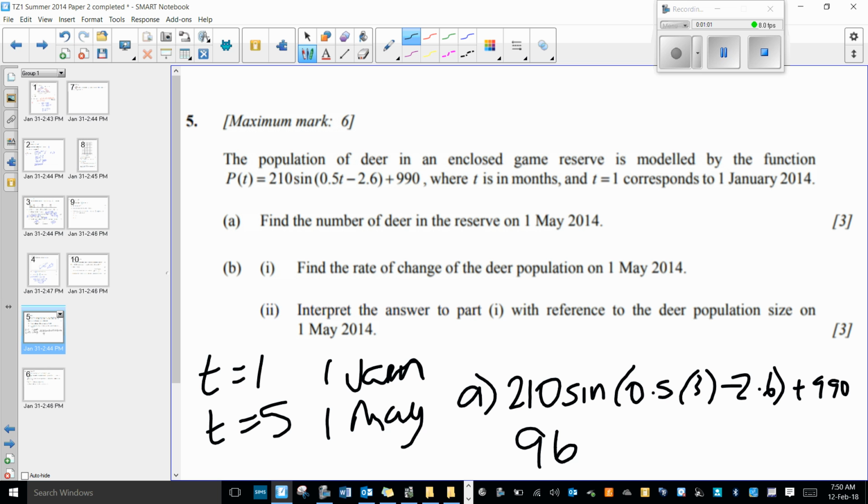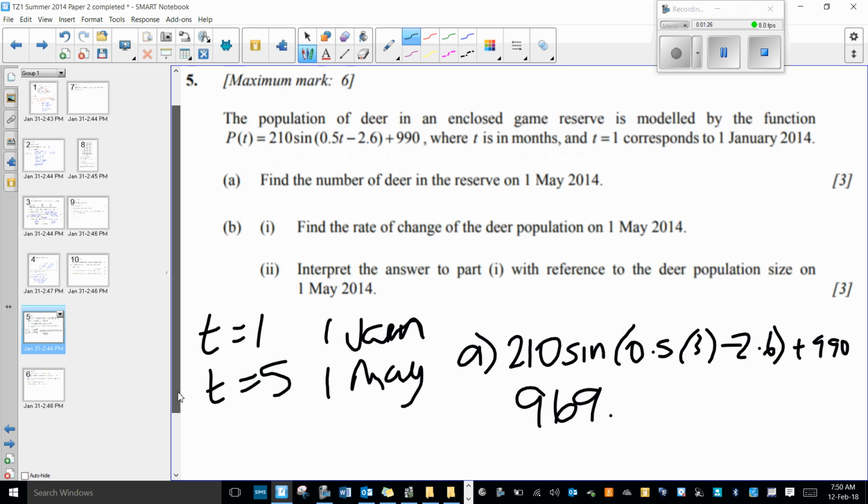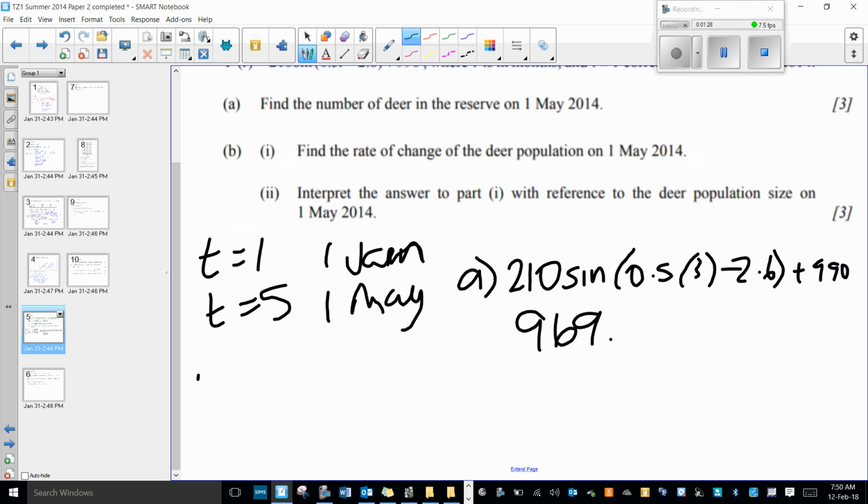Okay, B, find the rate of change of the deer population. Rate of change indicates that we're going to be differentiating it. I should have made sure that we are in radians. Make sure your calculator is in radians, because these will be radians, not degrees. And it's an application question. So B part 1, rate of change means we're going to be finding the derivative.